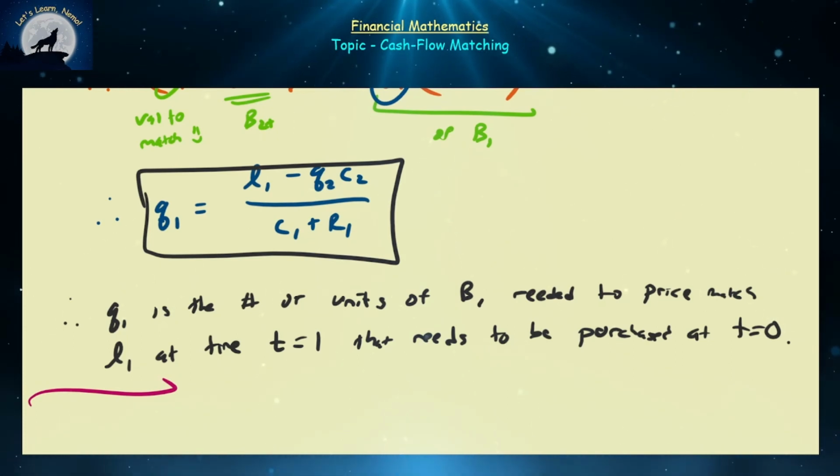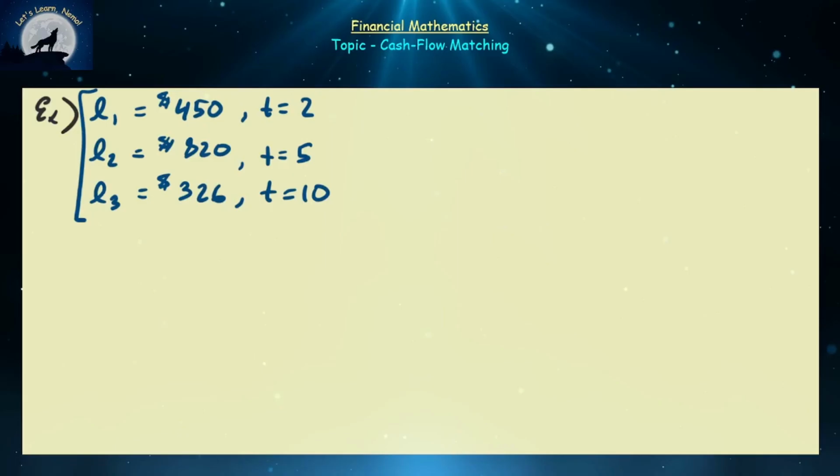Since we have some general idea of the structure of these calculations, let's actually work through a practical example of how this would be done in practice. So let's assume that you're at a company and you're going to have 3 liability payments. Let's assume after 2 months, after 5 months, after 10 months. So that's going to be our maturity times for the bonds that we need to buy. And those liabilities are of the sizes of 450, 820, and 326, respectively.